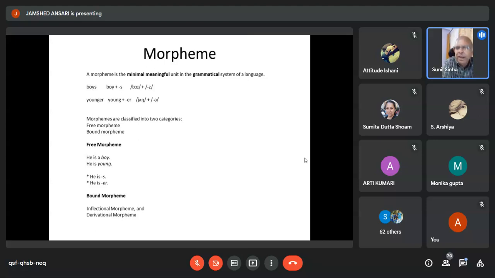And free morpheme means what? It can occur independently in a sentence, like he is a boy. Boy can occur independently in a sentence. And they are boys. But you can't say he is, or they are the. In boys, you get two morphemes, boy and the S. I'm talking of the sound, I'm not talking of the spelling.